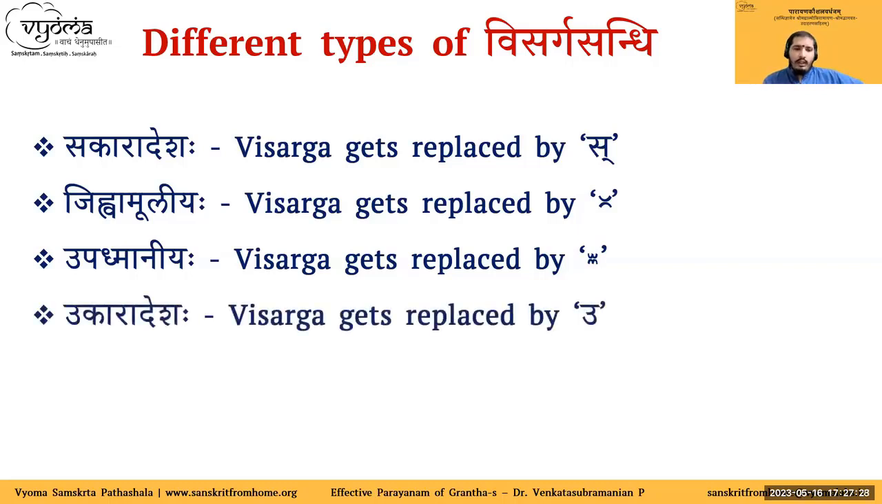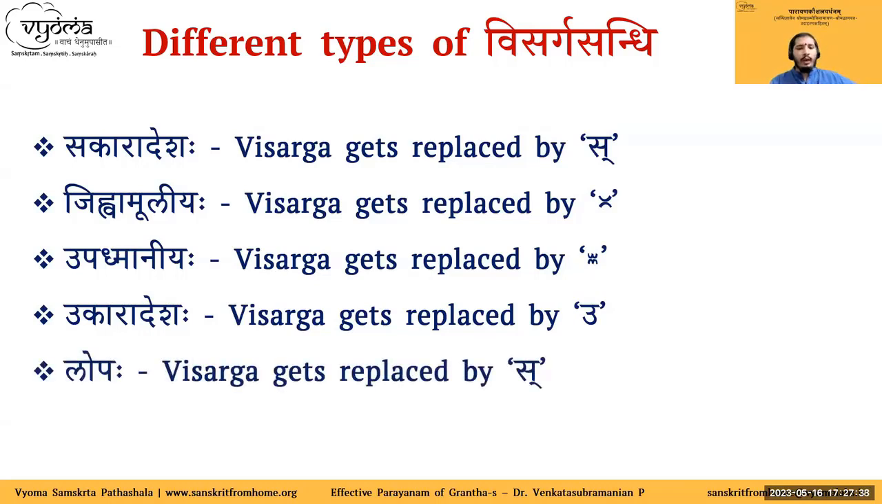The fourth type is ukaradesha. That is, the visarga gets replaced by ukara, that is u. The fifth type is lopa, wherein the visarga gets deleted. It's not replaced by sakara. It's a mistake.